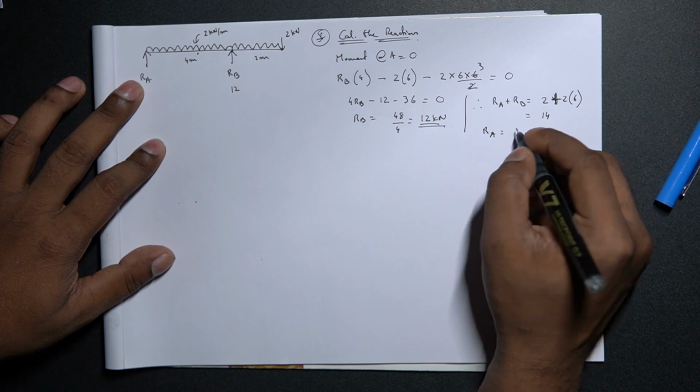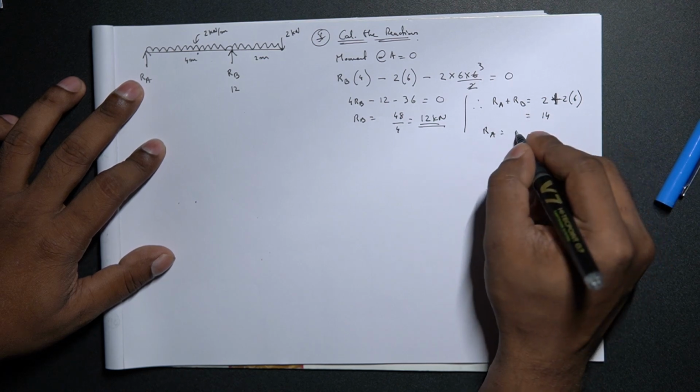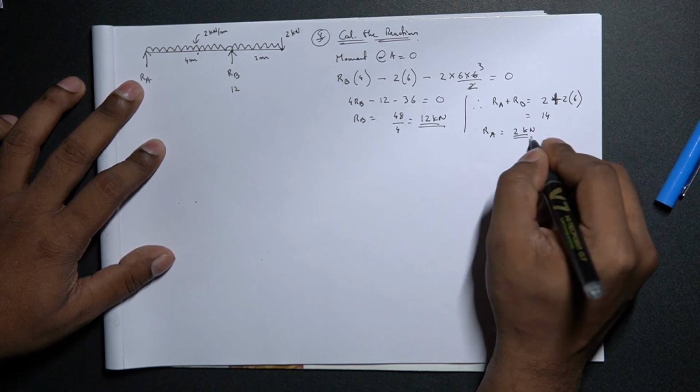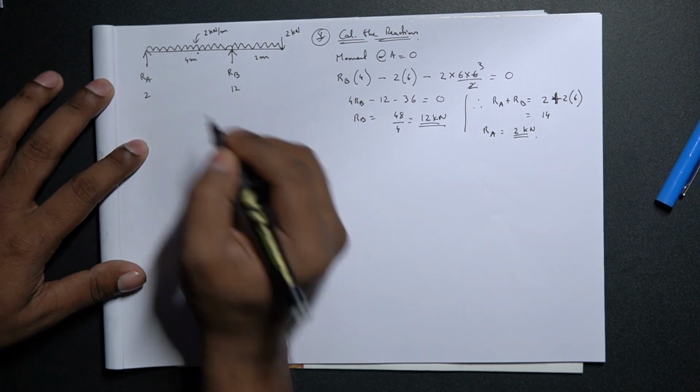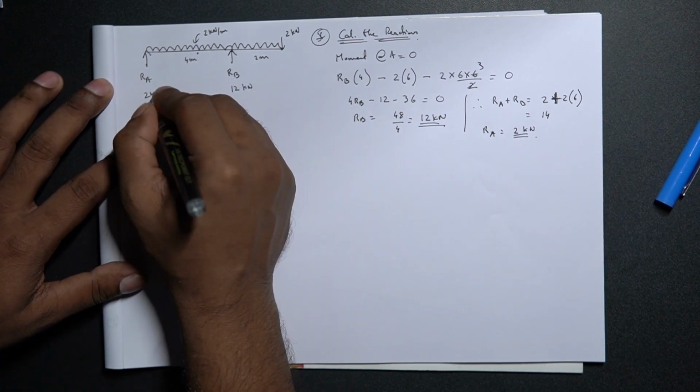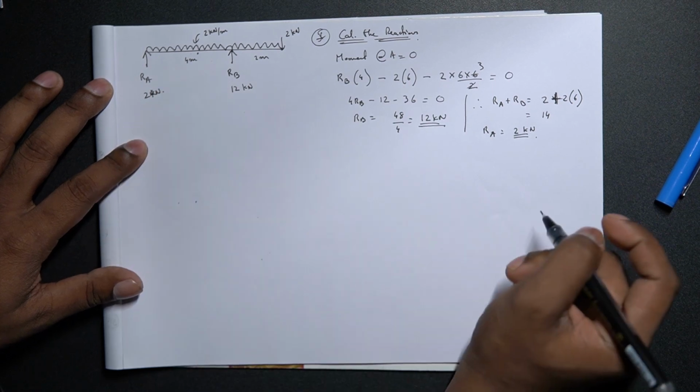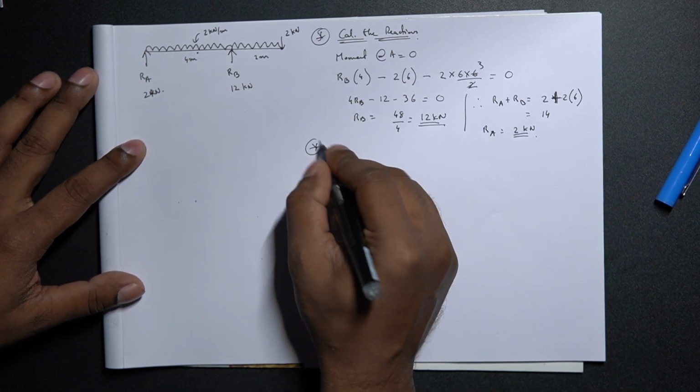RA is equal to 14 minus 12, that is 2 kilonewtons. So my RA is 2 kilonewtons, my RB is 12 kilonewtons. Now let us calculate the shear forces.